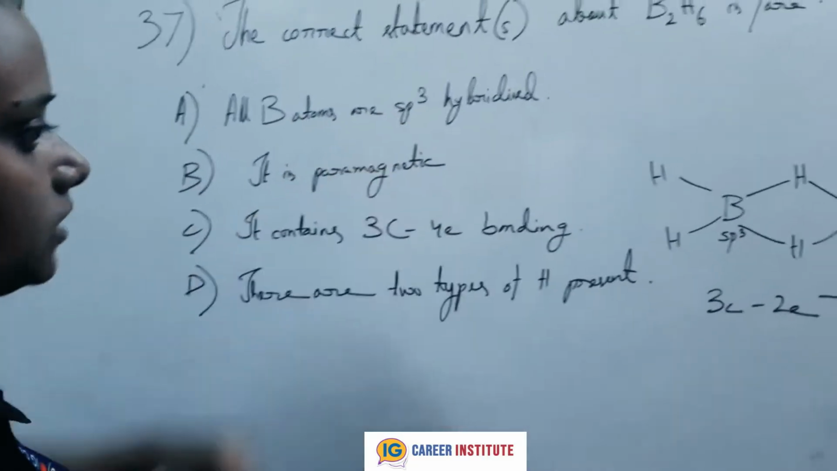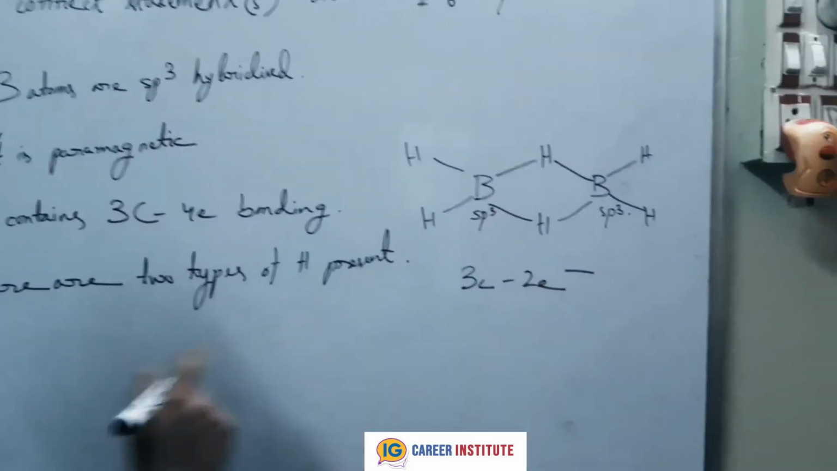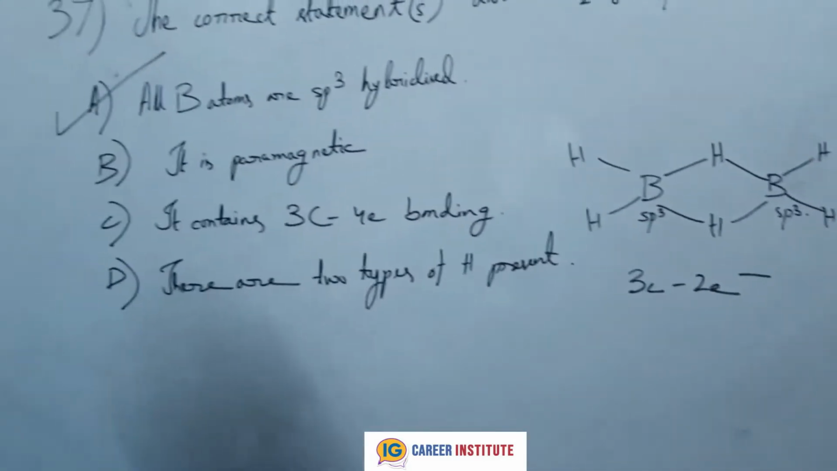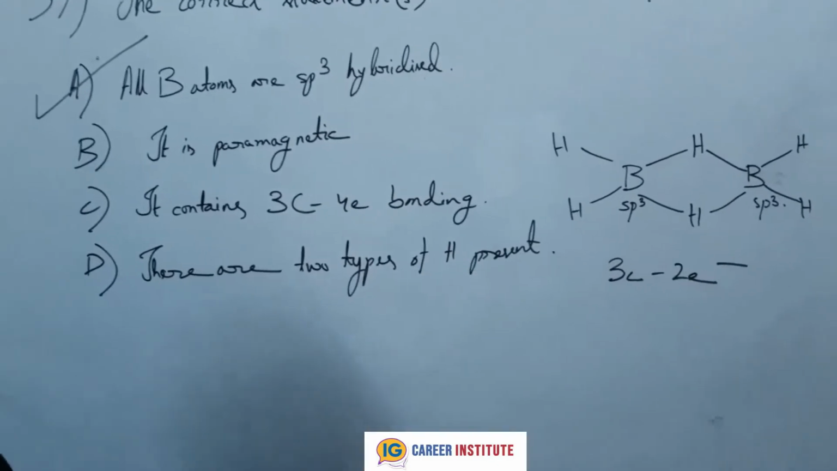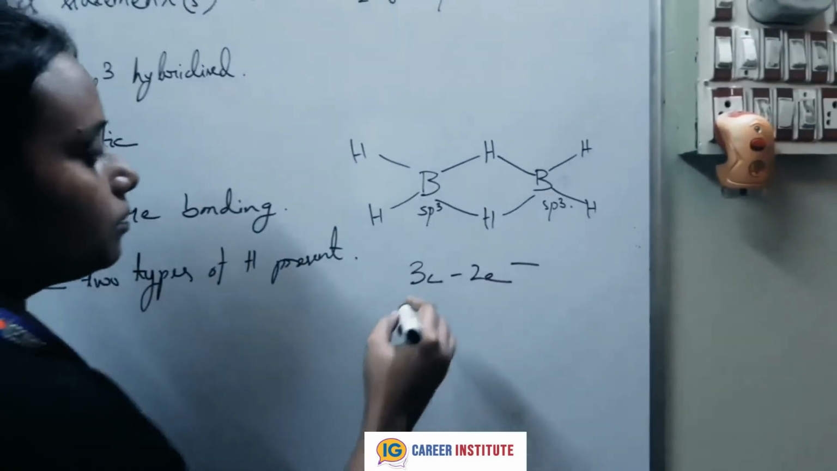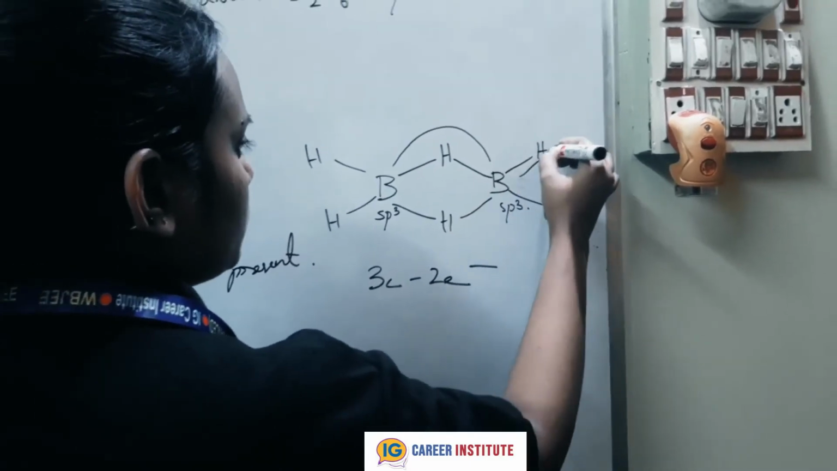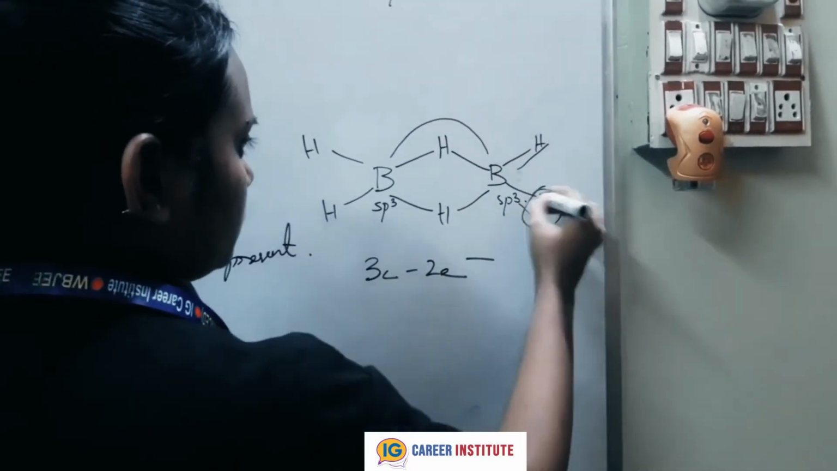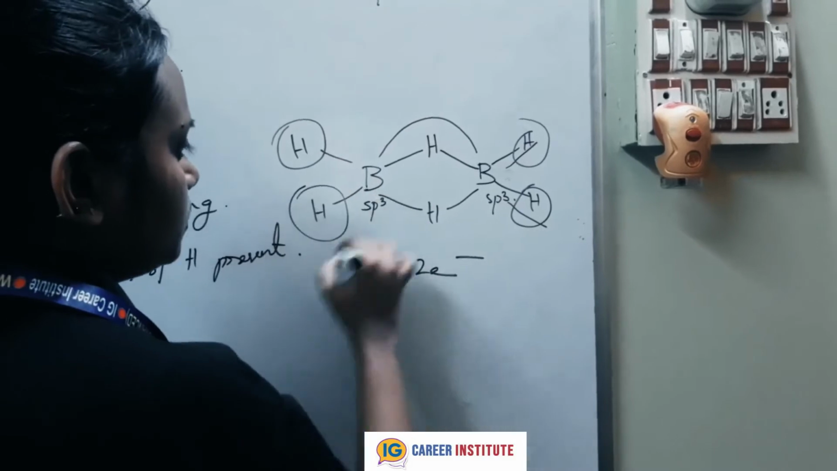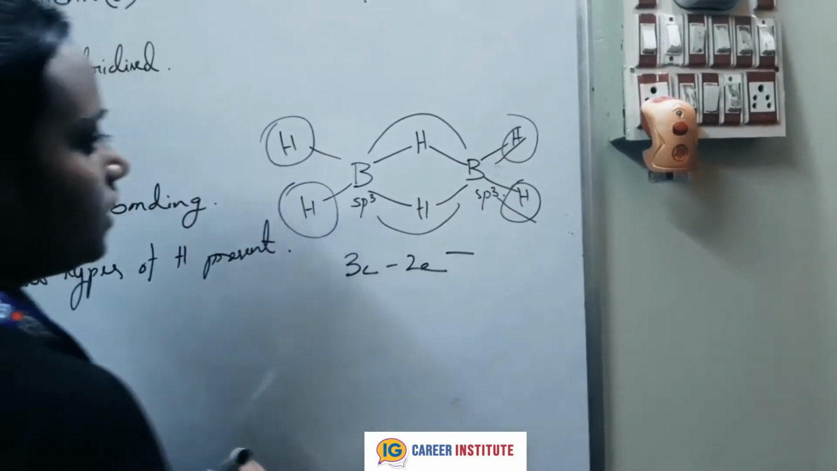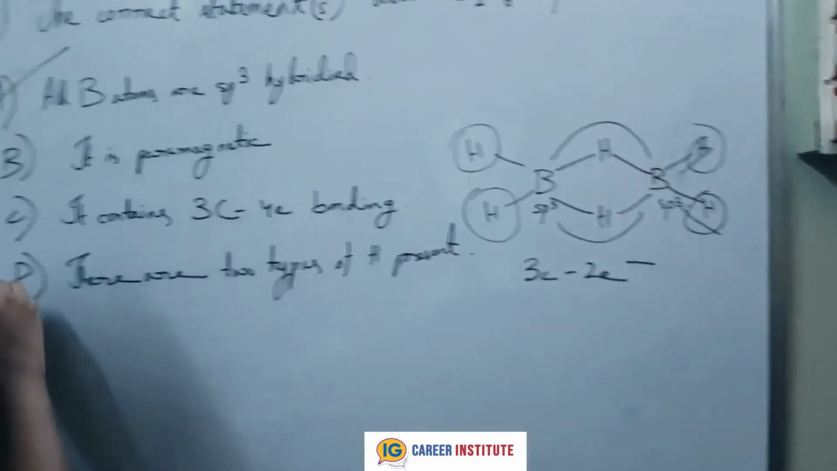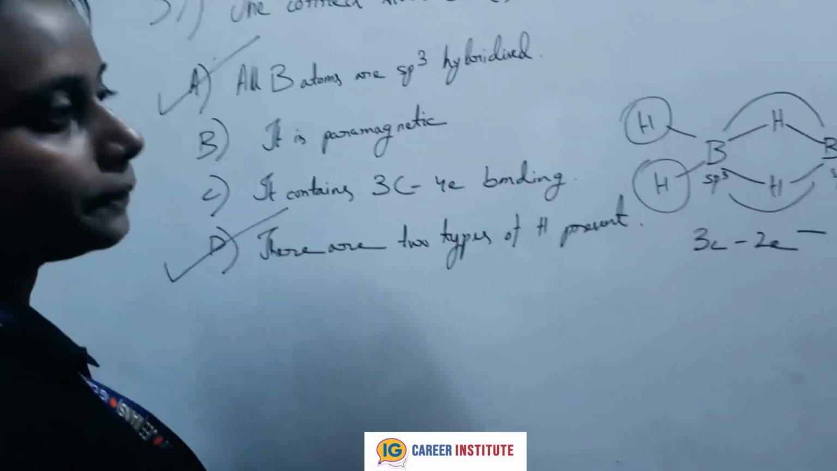Now all boron atoms are sp3 hybridized. I already said all the borons are sp3 hybridized, so this option is correct. And there are 2 types of hydrogen present. Yes, this is also correct, because these are called the bridgehead hydrogens and these are called the terminal hydrogens. Okay, so there are 4 terminal hydrogens and there are 2 bridgehead hydrogens. So 2 types of hydrogens are present, so option D is also correct.